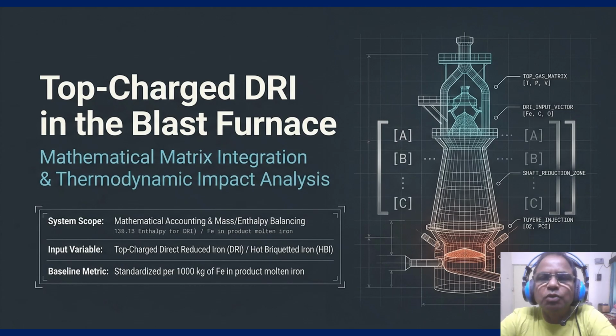So, look at the wireframe furnace on the right of your screen. We are not just dumping material in the top, we are mathematically accounting for every atom and joule from the top gas matrix down to hearth thermal output. Understanding this integration is the key to stabilizing your furnace while cutting coke rates. To model this accurately, we must first define the physical and thermodynamic boundaries of the DRI itself.